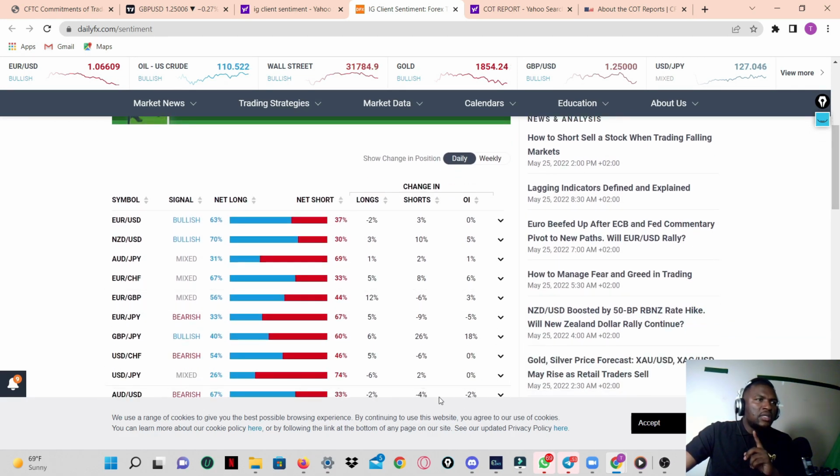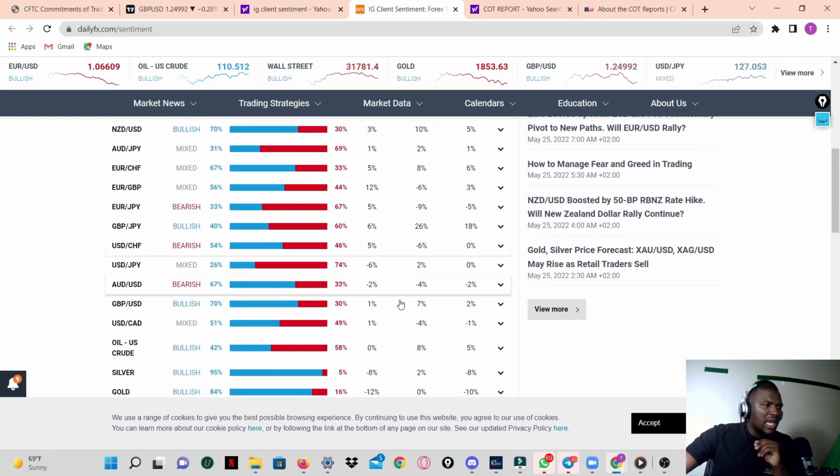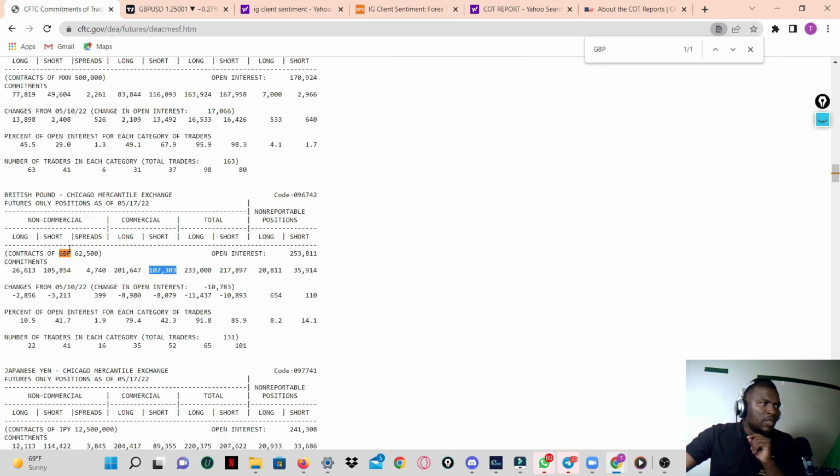But what we need the most is the show in change in position, daily. You understand? So this means this thing is being updated daily. This is very nice when you look at it in this way. So what we really want here is the GBP USD, because when you check on this side, we have the GBP. So I want us to look at the GBP USD, which is the 206,470,000. So this is what I want us to check.